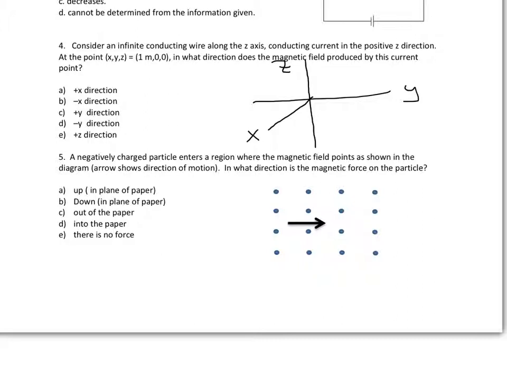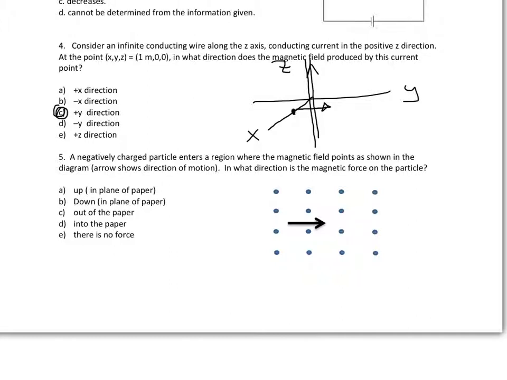Now the wire's along the z-axis and it's conducting current in the positive z direction. Now if you use your right hand to determine the direction of the magnetic field at this position, which is about x equals 1 and y and z equals 0, you will get a direction for the magnetic field pointing in this direction by the right-hand rule. That is in the positive y direction. So the correct answer is C.